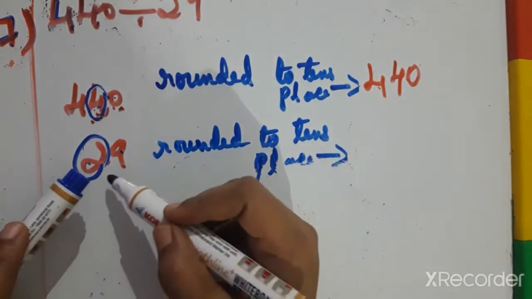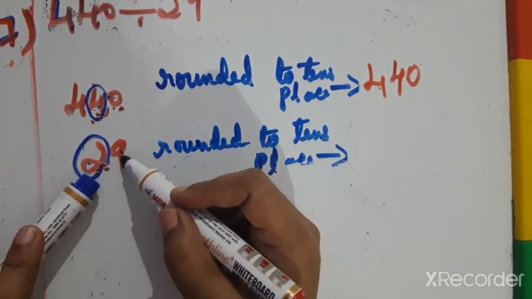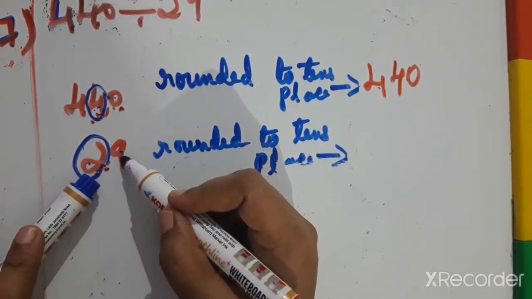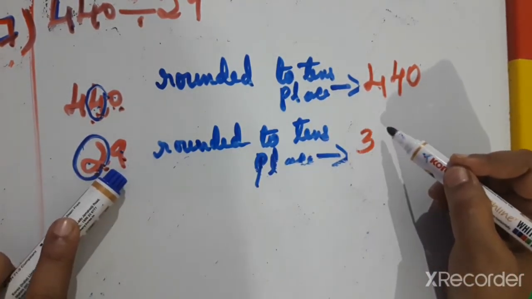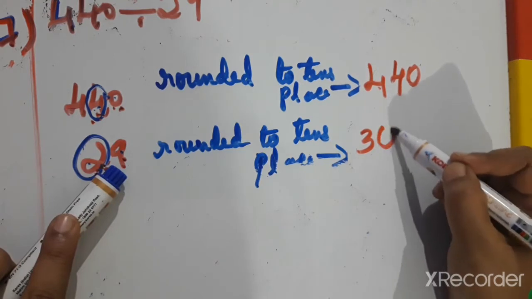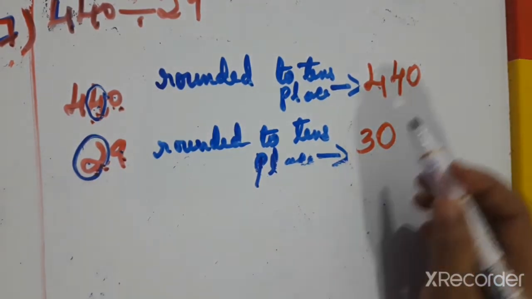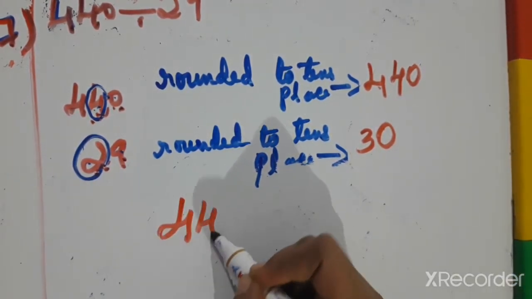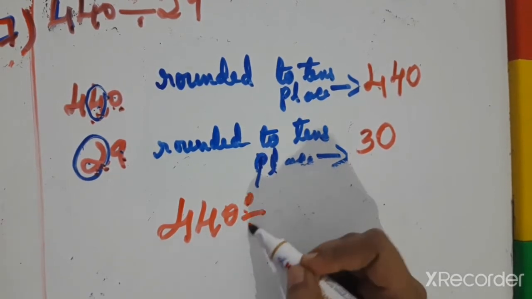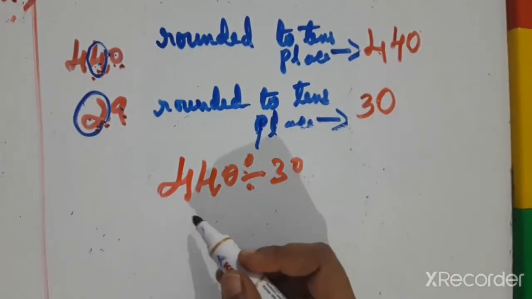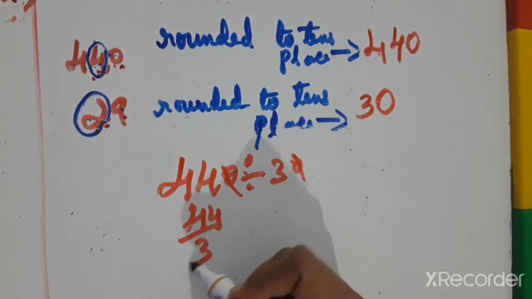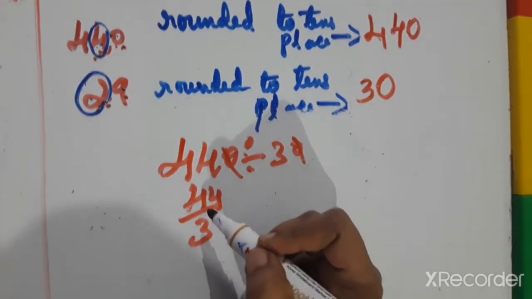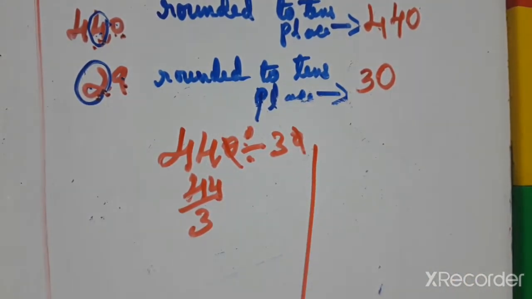Now 29 we are rounding off. So 2 is rounded. So we have to check the next number. The next number is greater than 5, so 1 is added here. So 2 becomes 3 because 9 is greater than 5. And once the door is knocked, the 9 becomes poor, 0. That person becomes poor. Now the new rounded number is 440 divided by 30. Now 0, 0 can cancel, 44 by 3. 44 by 3, children. Now divide it.